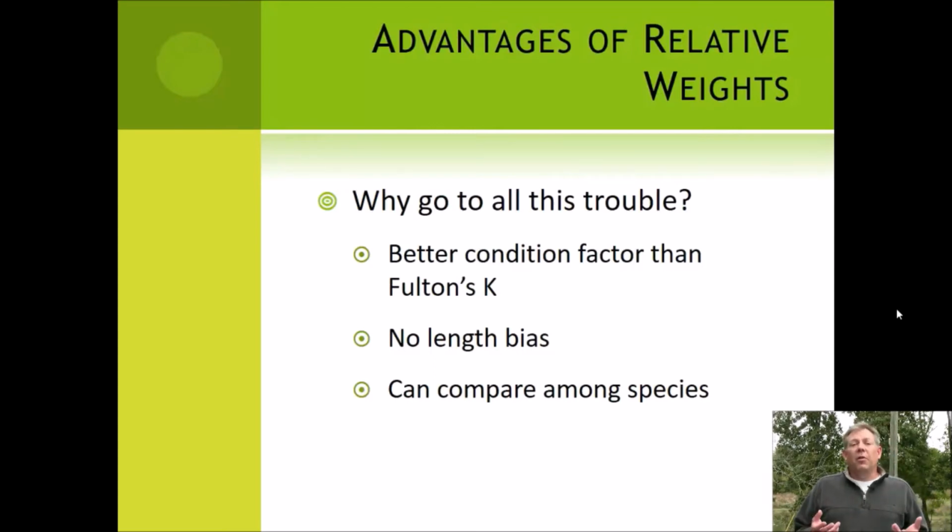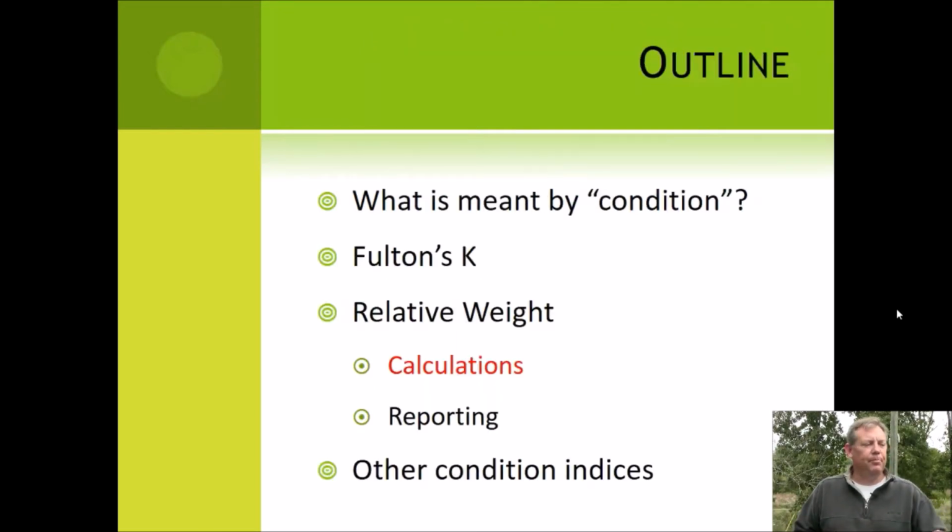So again, why do we go to all this trouble? It's better than Fulton's K. We can compare it across species. There's no length bias. And this is sort of the de facto standard that people use in fishery science these days. So next we're going to step through some actual calculations and practice this a little bit.